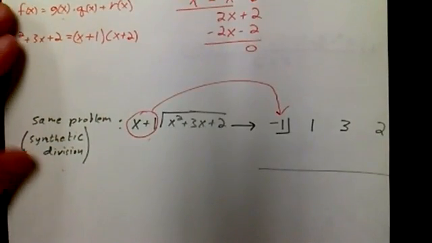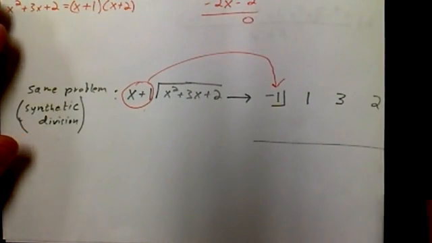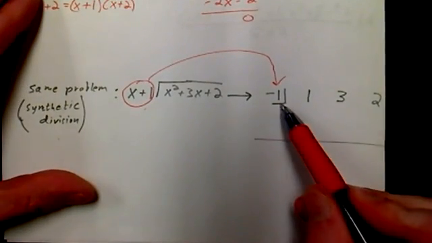And here's how I'm going to do this, okay? I'm doing the same process, it's just expedited. I'm going to have the -1.